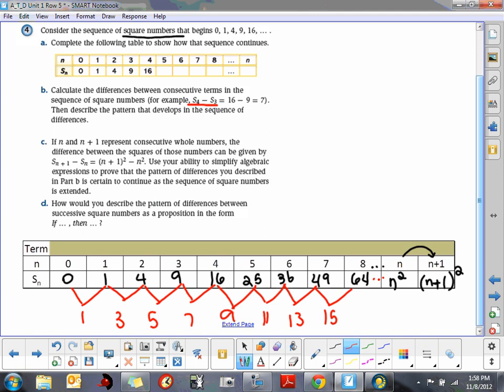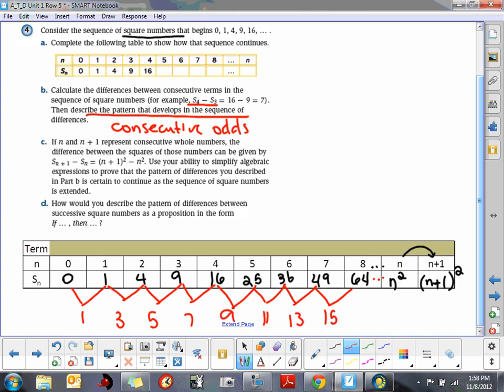In part B, describe the pattern that develops in the sequence of differences. What are you seeing? What's the pattern that's developing? Yeah, we get consecutive odds. Our pattern is we get consecutive odds.